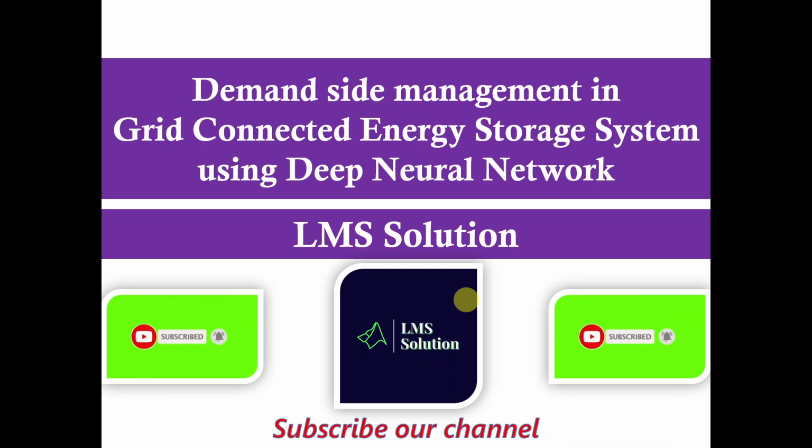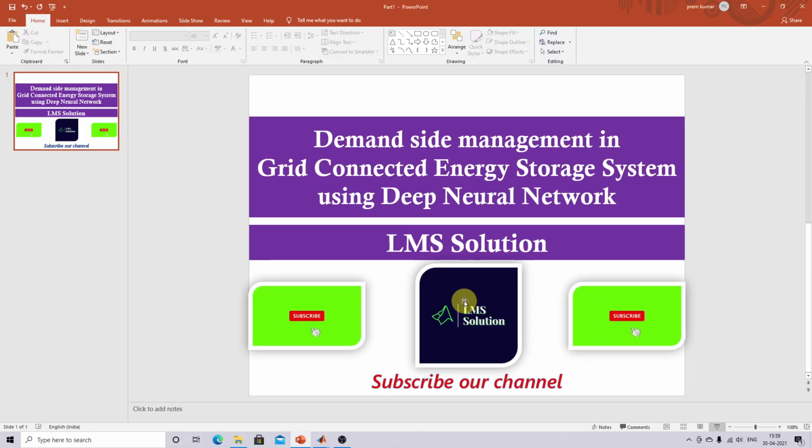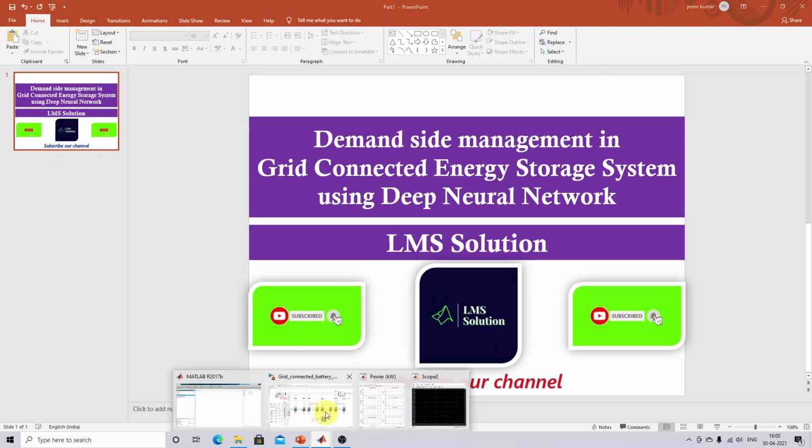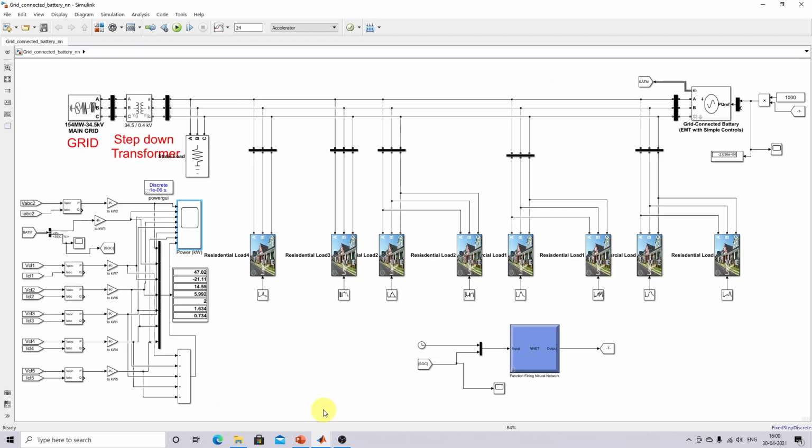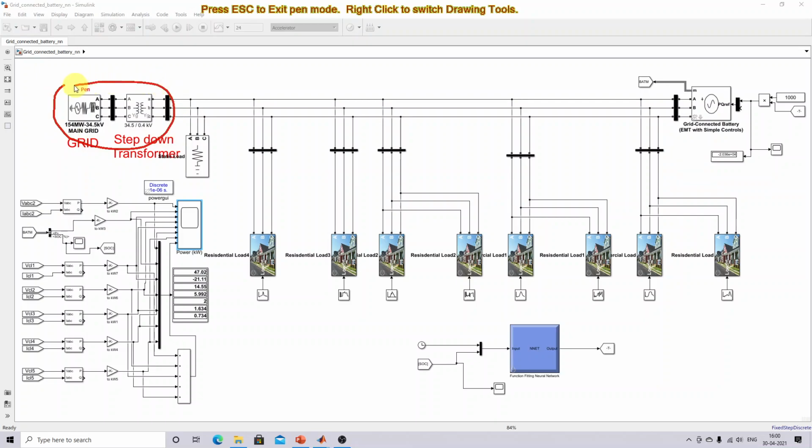Straight away we go to see about implementation of this logic in the MATLAB. So this is the simulation model for grid connected energy storage system. Okay, so here you can see that. So this is known as grid. So grid having 154 megawatt power with a voltage of 34.5 kilovolt, and then it is going to be stepped down to 400 volt.